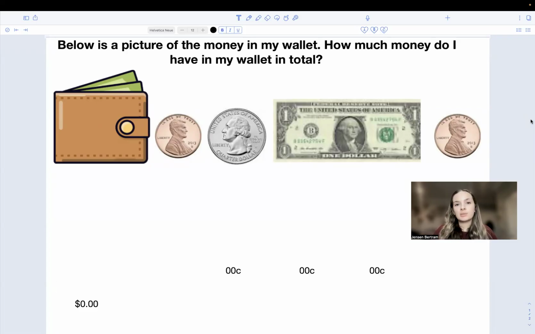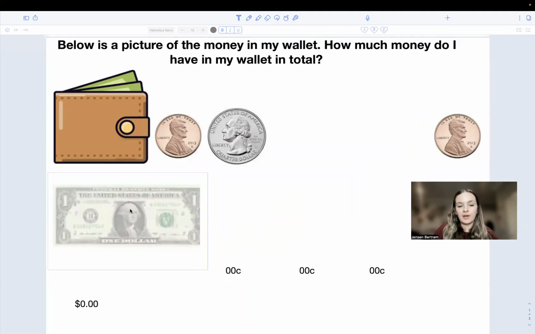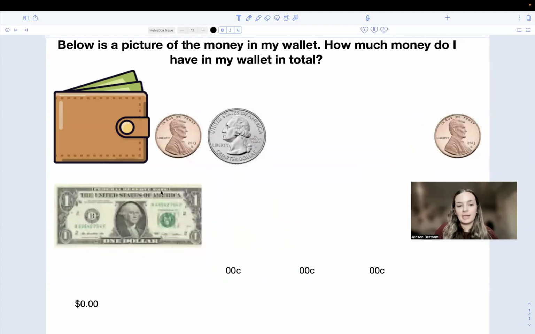So in order to solve this problem, the first thing that I would do is move the dollars and the coins into an order where it is going from the largest amount of money to the smallest amount of money. So we know that paper bills are worth more than coins. In this problem, I only see one paper bill. So I'm going to move that paper bill to the front because I know that is the biggest amount of money in my problem.